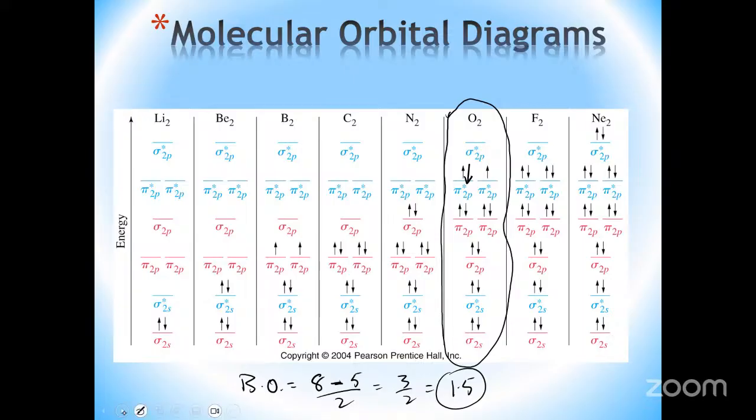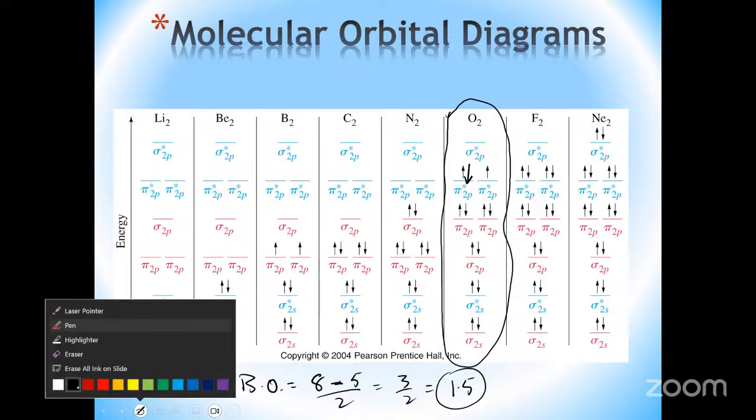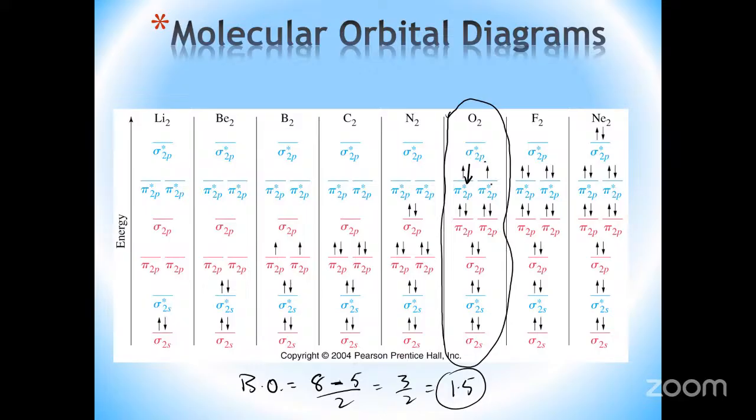Hold on. This electron right here is unpaired. So therefore, the resulting structure would be paramagnetic. All right. So that's basically that assignment.